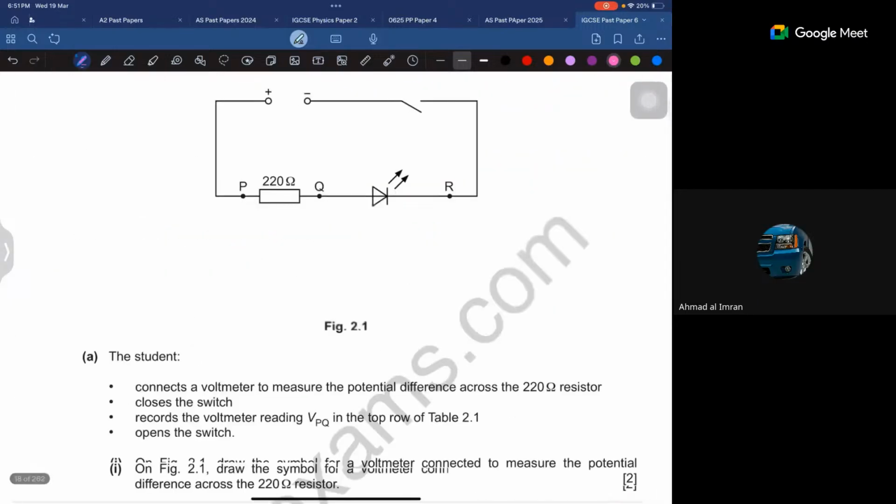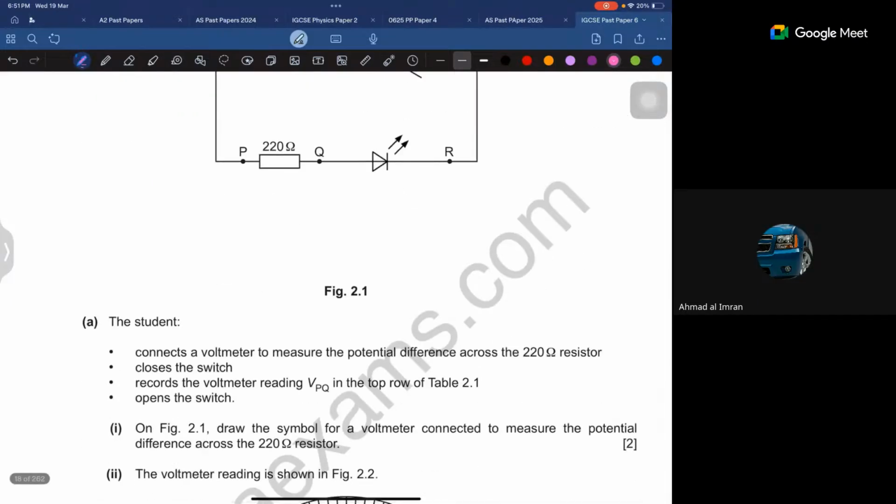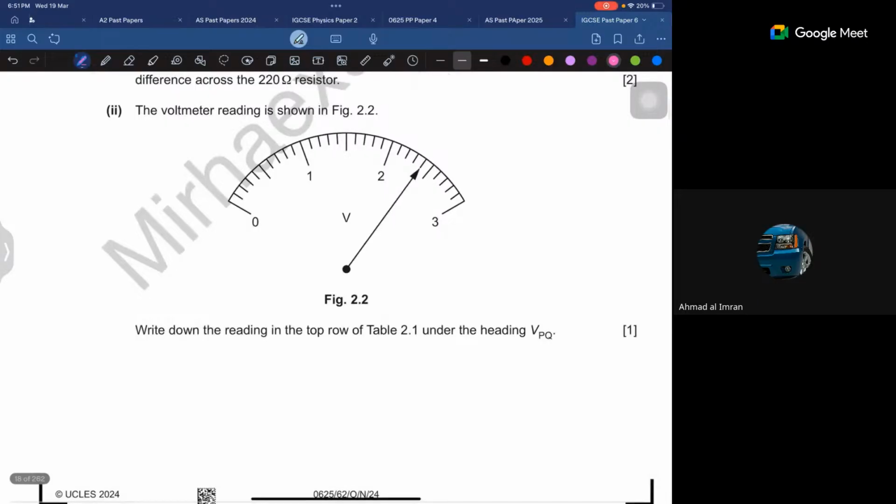Then we have question number 2. A student connects a voltmeter, measures the potential difference, closes the switch, records the voltmeter reading PQ. Open the diagram and draw the symbol of a voltmeter connected to measure the potential difference across the 220 ohm. So you're going to connect the voltmeter with the correct symbol like this across PQ. Then the voltmeter shows the reading like that, and write down the reading in the table.